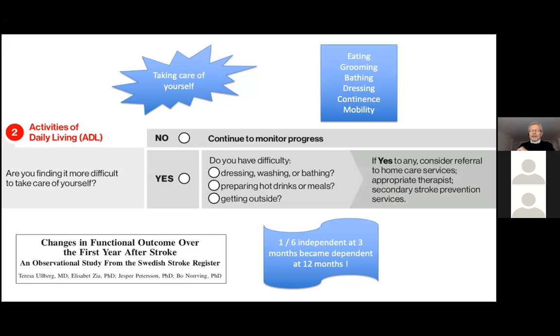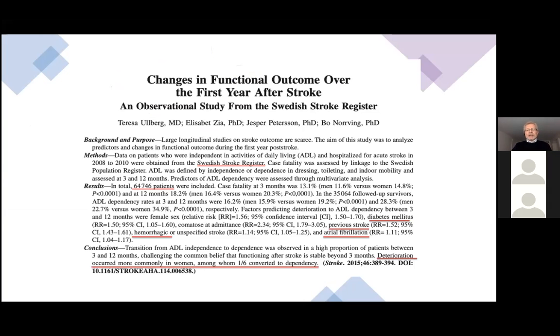Well, actually I didn't know until I was reviewing the literature again that 1 in 6 people may be discharged well, and in fact they get worse after their discharge. In this study from the Swedish Stroke Register, where they looked at 64,000 patients, they found that a high proportion, 1 in 6, became more dependent. They were initially independent, and became dependent within 3 to 6 months after their stroke. Those people who became dependent were people who were diabetic, who had atrial fibrillation, who had a hemorrhagic versus an ischemic stroke, and had a previous stroke.